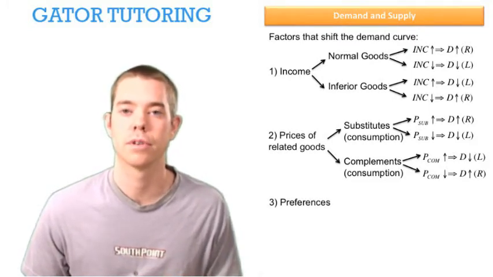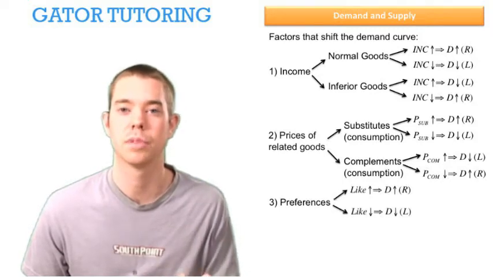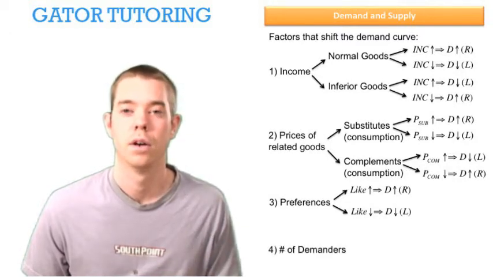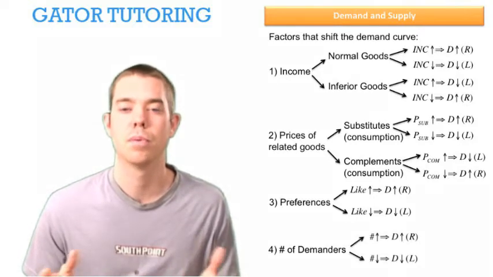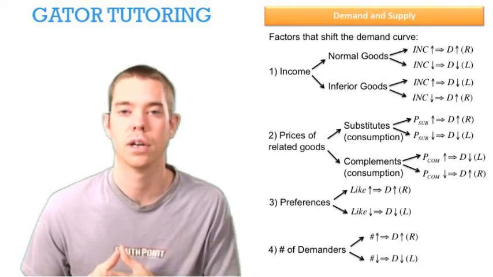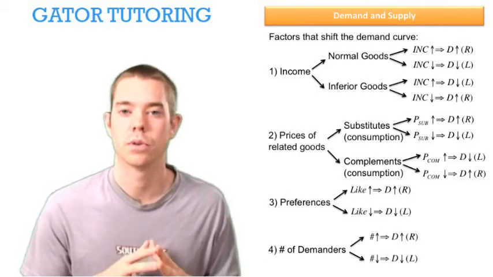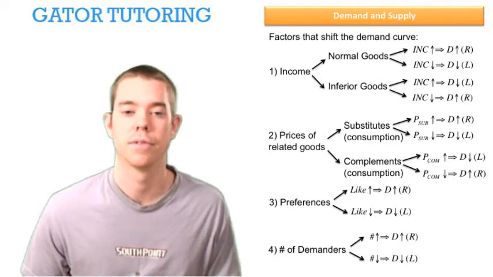3, we have our preferences, and this just makes sense. If we like something more, the demand's going to increase for it or shift to the right. If we like something less, the demand's going to decrease for it or shift to the left. We also have the number of demanders. This is another intuitive one. The more people there are, the demand's going to shift to the right. So an increase in the number of demanders is going to shift demand to the right. A decrease in the number of demanders will shift demand to the left.